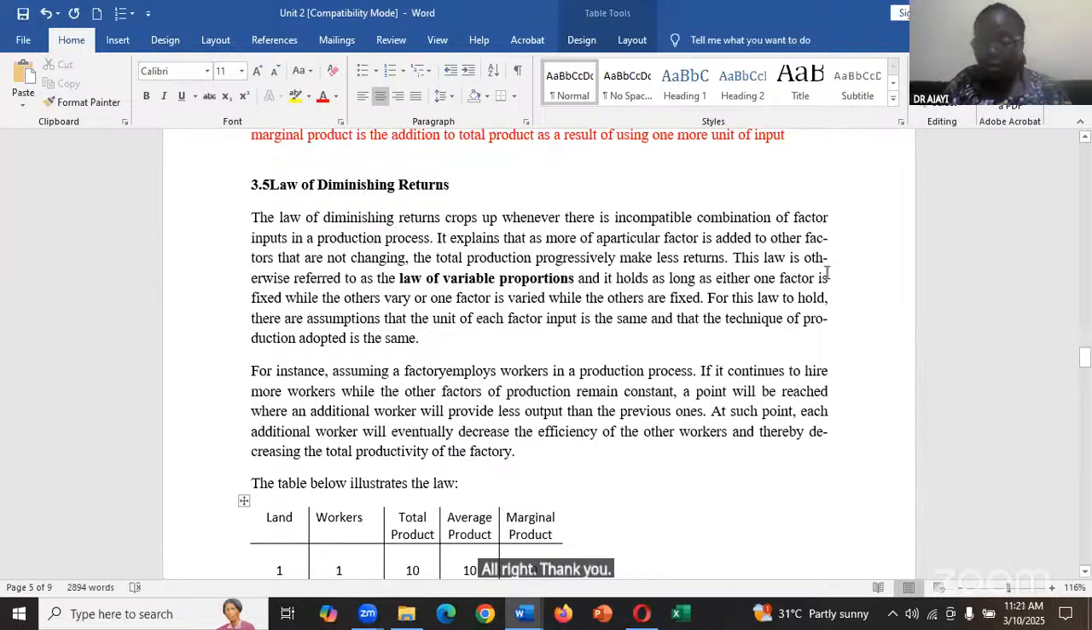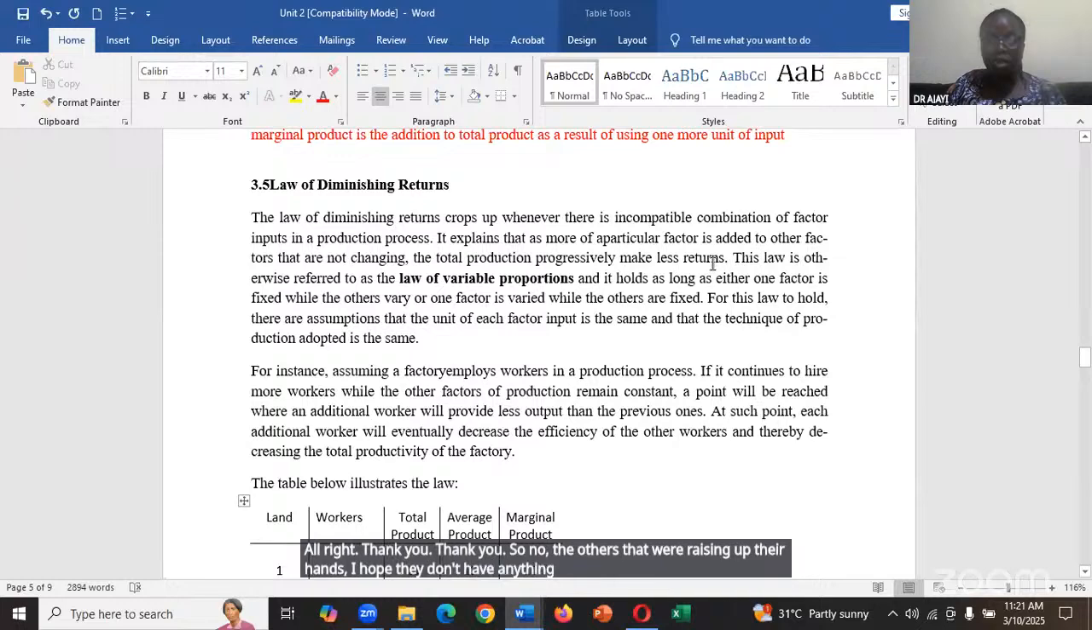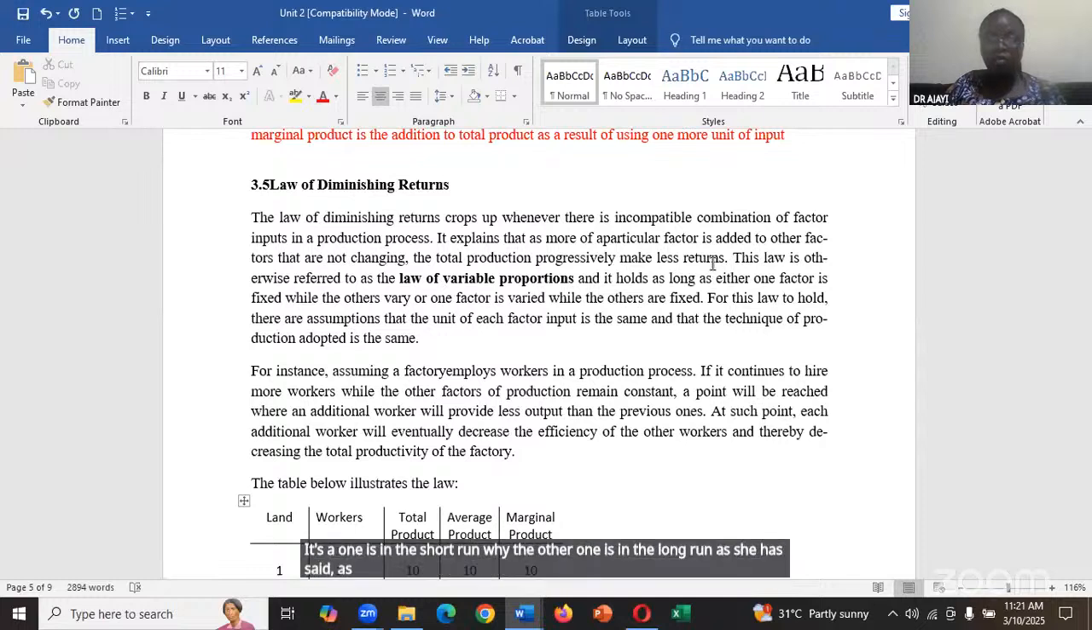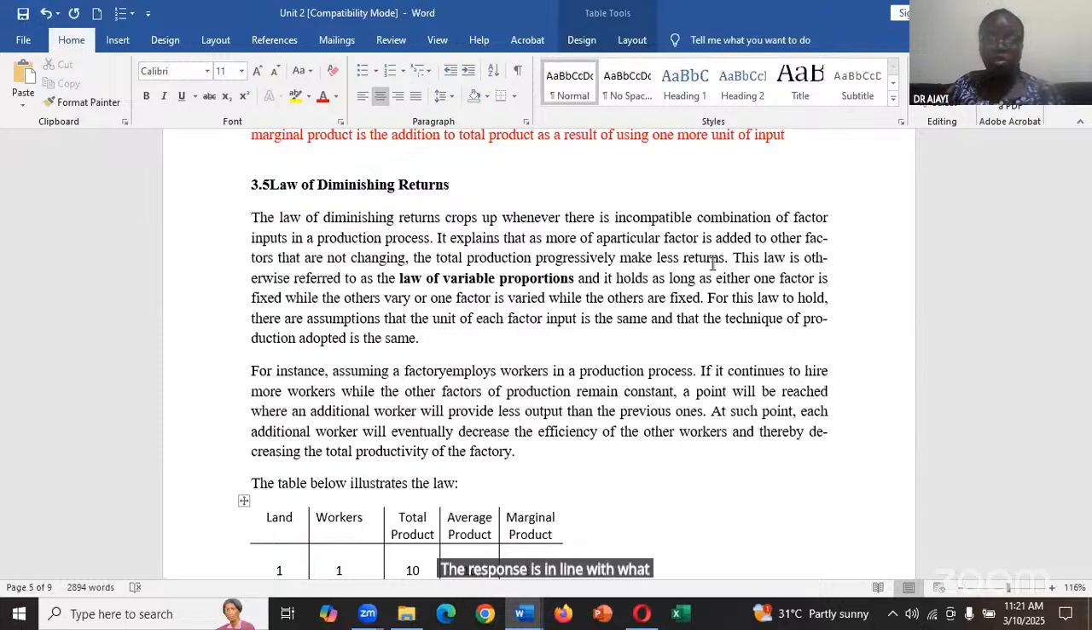Thank you. So the others that were raising up their hands, I hope they don't have anything different from what we have had. Ekwaba said one is in the short run while the other one is in the long run. Ashia said as long as we have one fixed and all others. Now I want to believe that the response is in line with what I already show on my screen, and you can all read it out.